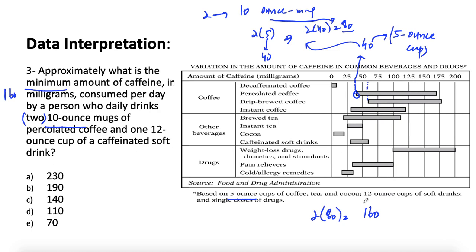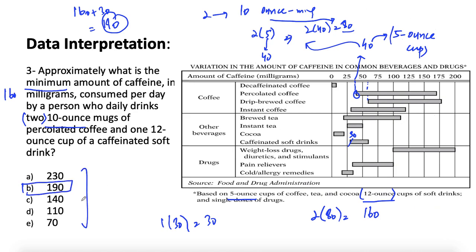So for the first, this is 160 milligrams, and for the next one, 1 12-ounce cup of caffeinated soft drinks. We are already provided with the 12 ounces. So what is the minimum of this? That will be something around 30. I'm just approximating. So this is around 30, and this is already in 12 ounces. We need only one, so that will be 1 into 30, which is 30. Now just add both of these. That will be 160 plus 30, which is 190, and approximately this is equal to option B.